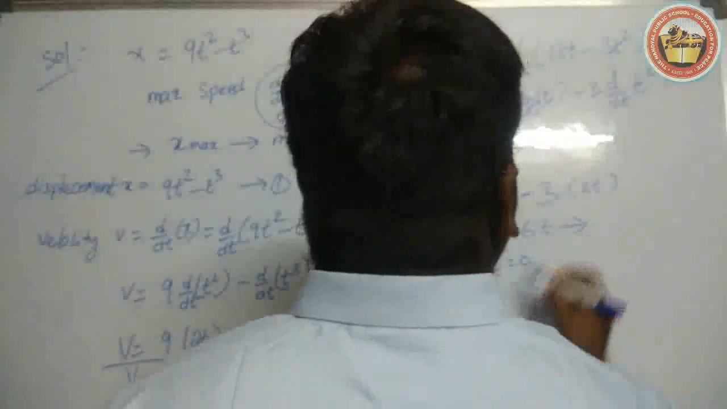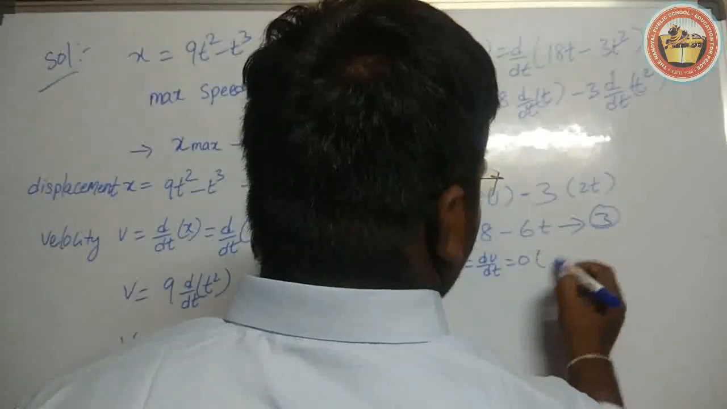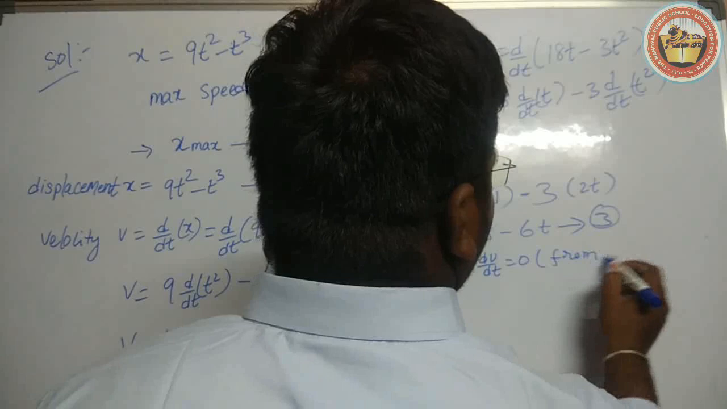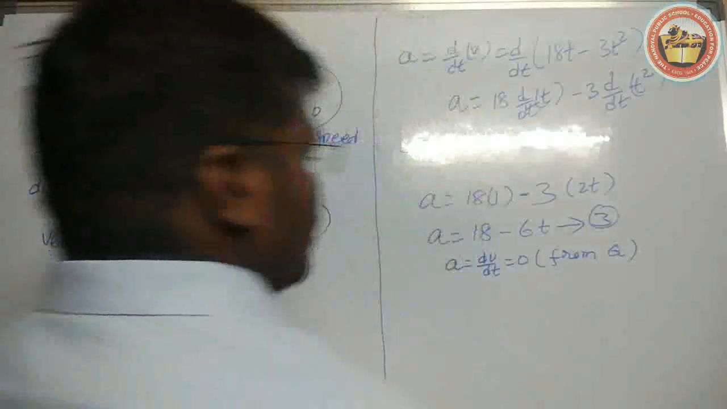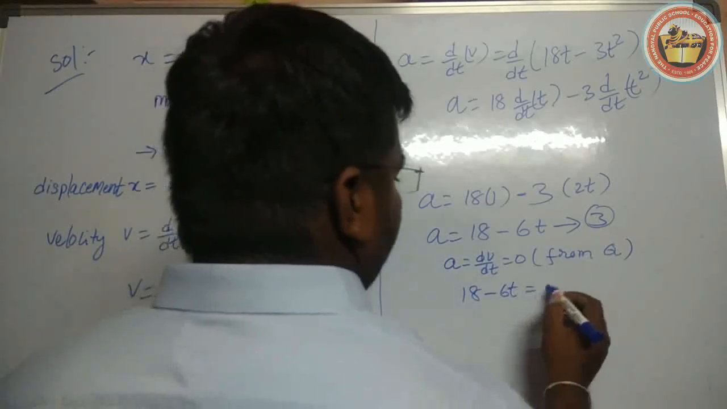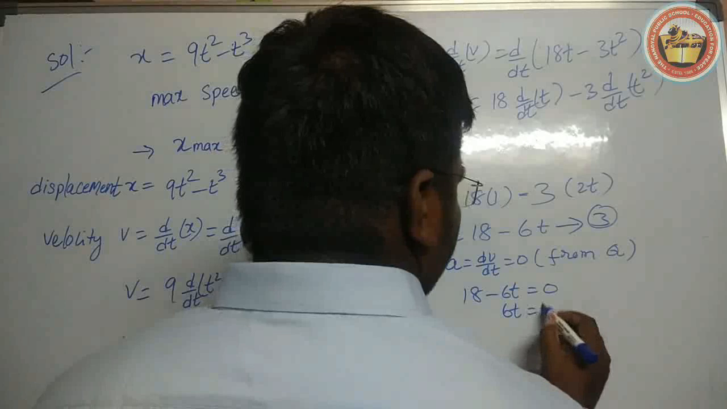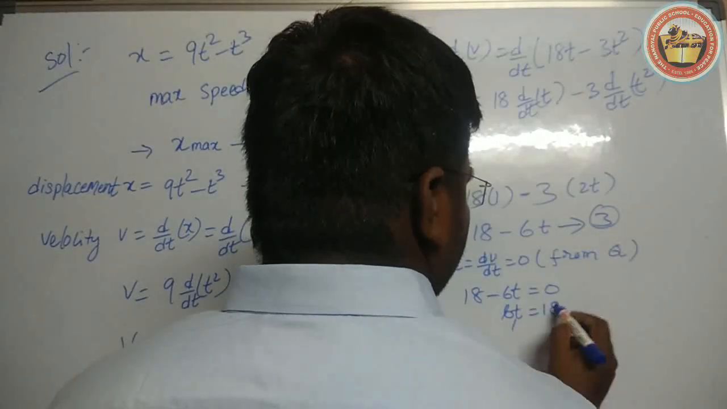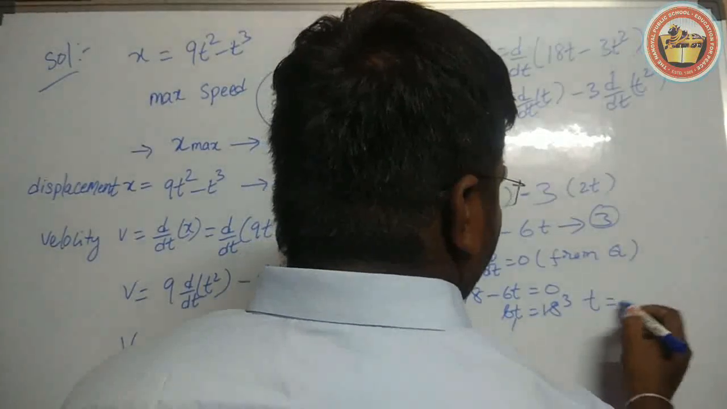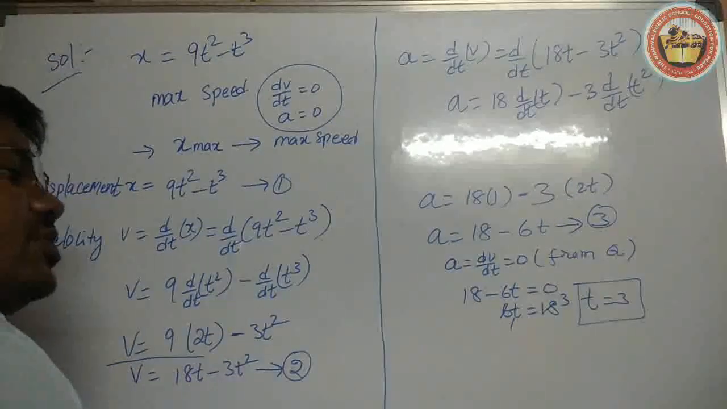According to the question, A becomes 0. We can write 18 minus 6t is equal to 0. 6t is equal to 18. 6 threes are 18, so t is equal to 3. Understand? t is equal to 3.